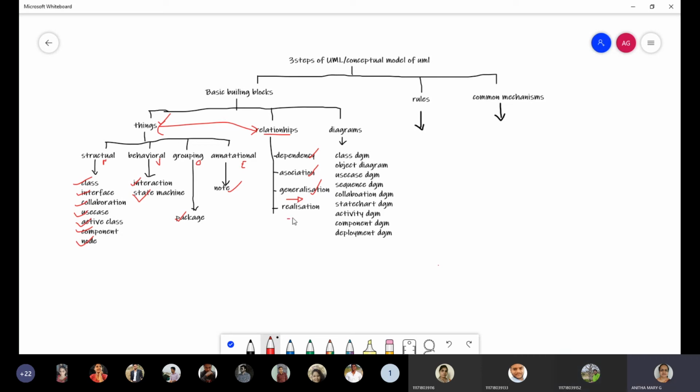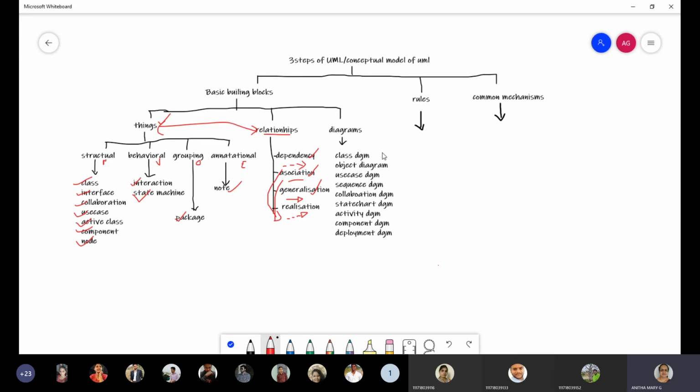Whereas realization is a dashed line, a dotted line with a hollow arrow. It is the combination of dependency and generalization. So these two put together, you get realization.